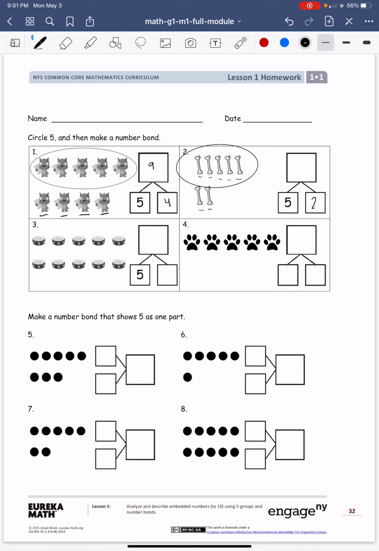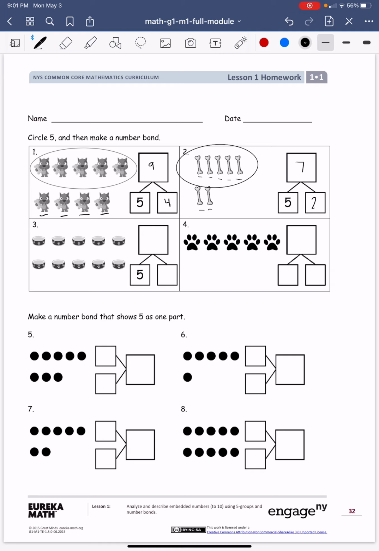Let's count on our fingers if you don't already know the answer. Let's see. 1, 2, 3, 4, 5. And then let's add the 2. 6, 7. Okay, now let's fill in the 7 up here.